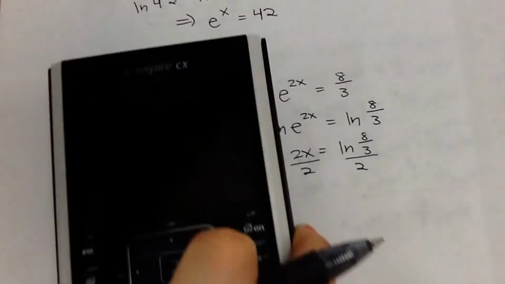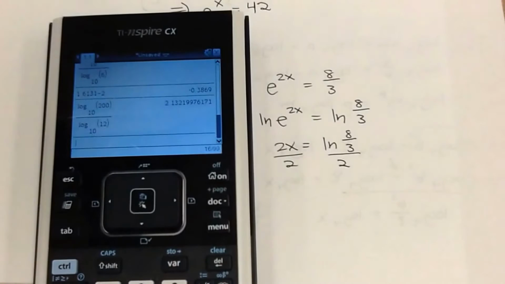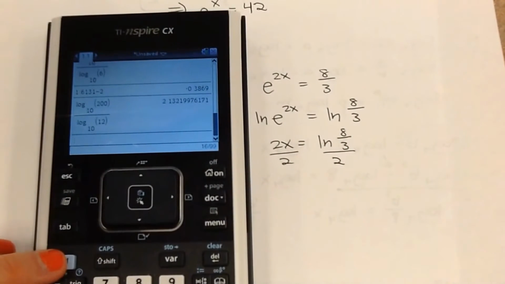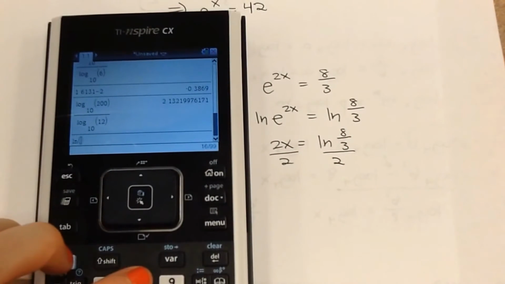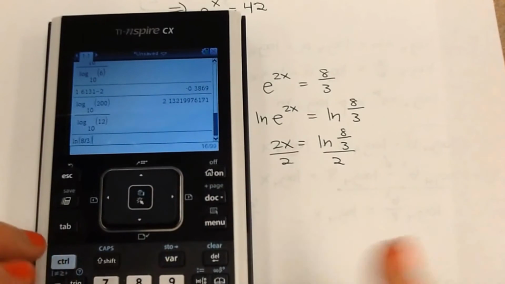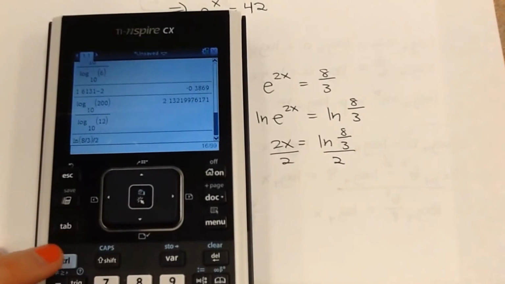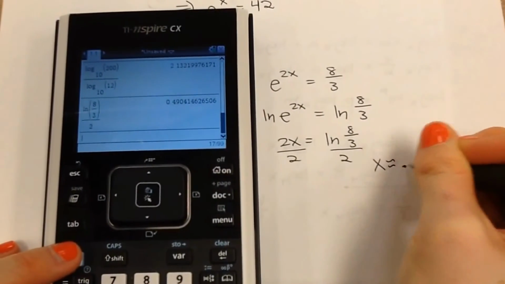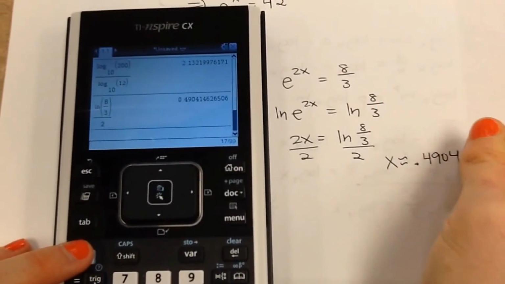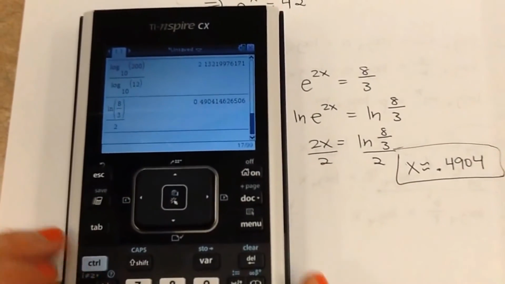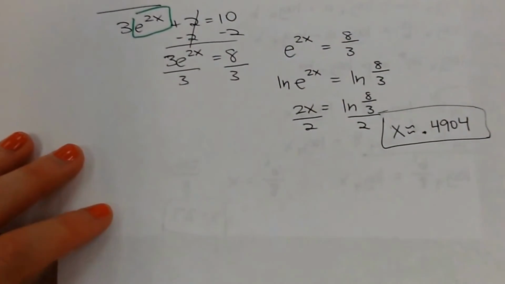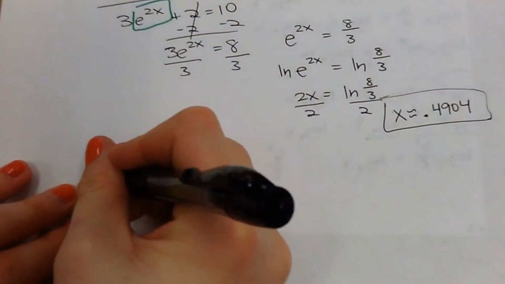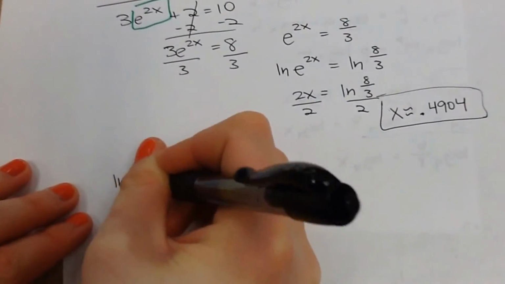So I'm going to plug that into my calculator. So I'll show you. So we do the natural log. I hit Control and then e to the x, type in my 8/3, and then separate from that, I'm going to divide it by 2. Okay, so I get about 4 decimal places, 0.4904. Okay, so that's my answer for the equation. I'm going to do one example of an inequality, and then that'll be it for us.